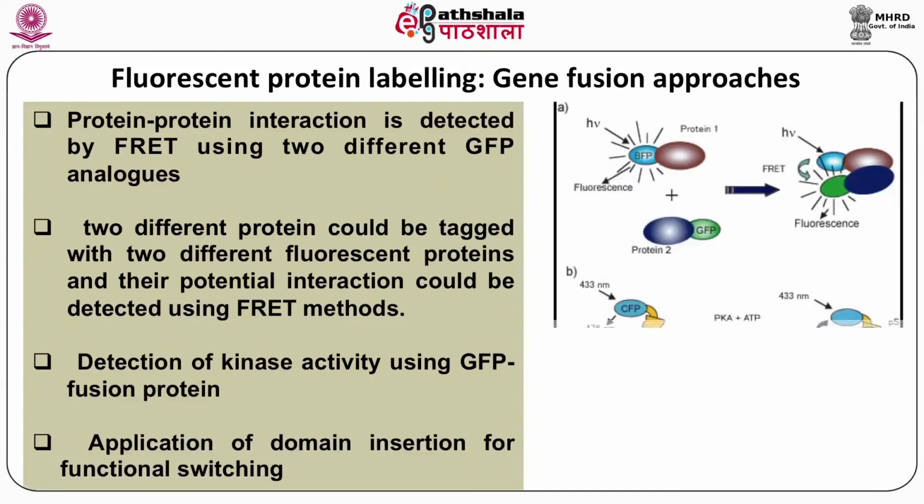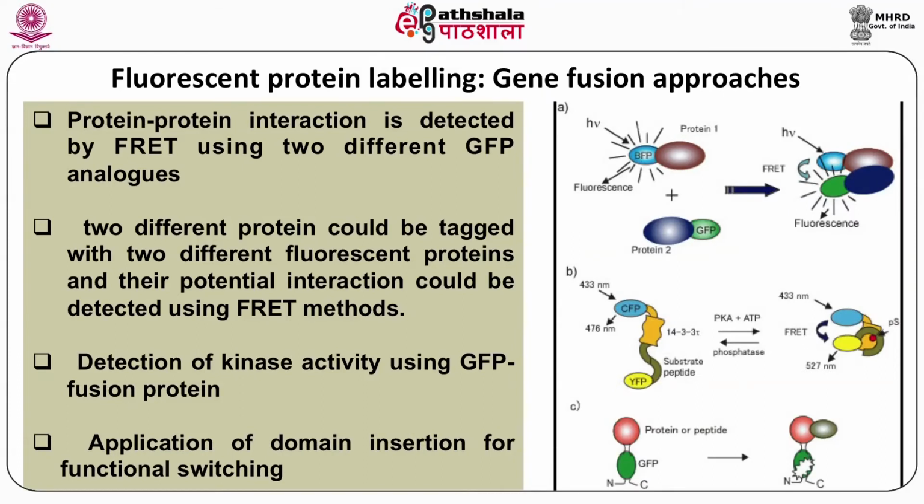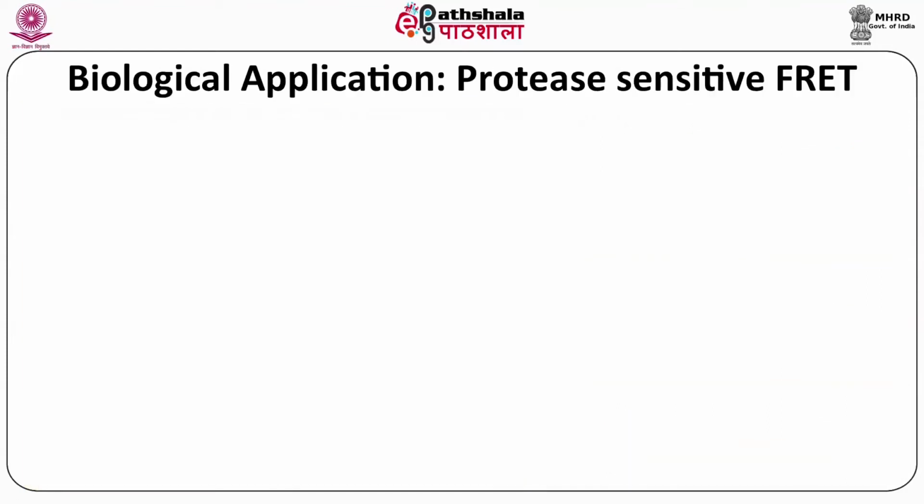You can see here in the figure that protein-protein interaction can be detected by FRET using two different green fluorescent analogs. The two different proteins could be tagged with different fluorescent proteins, and their potential interaction could be detected by using the FRET method. The detection of kinase activity using green fluorescent fusion protein has a wide application in the domain of insertion for functional switching. Here we talk about the biological application in the special context of protease sensitive FRET.